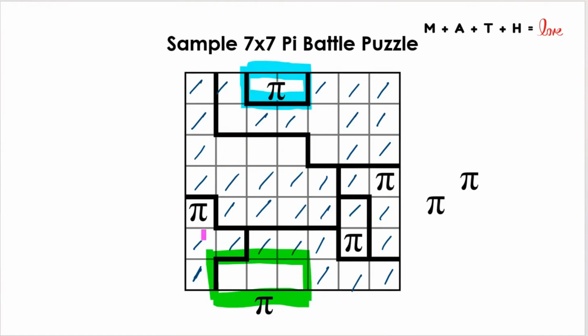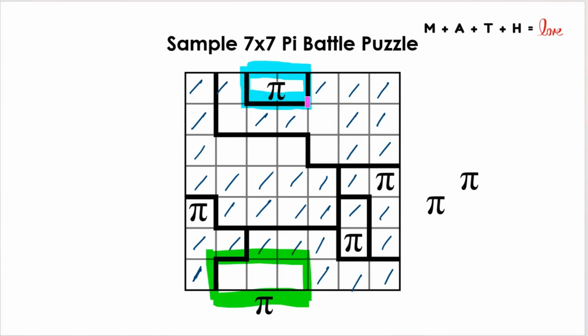The first column is taken care of. The second column is either here or here. That doesn't help me. The third column is either here or here. That also doesn't help me. The fourth column, here or here, also not helpful.